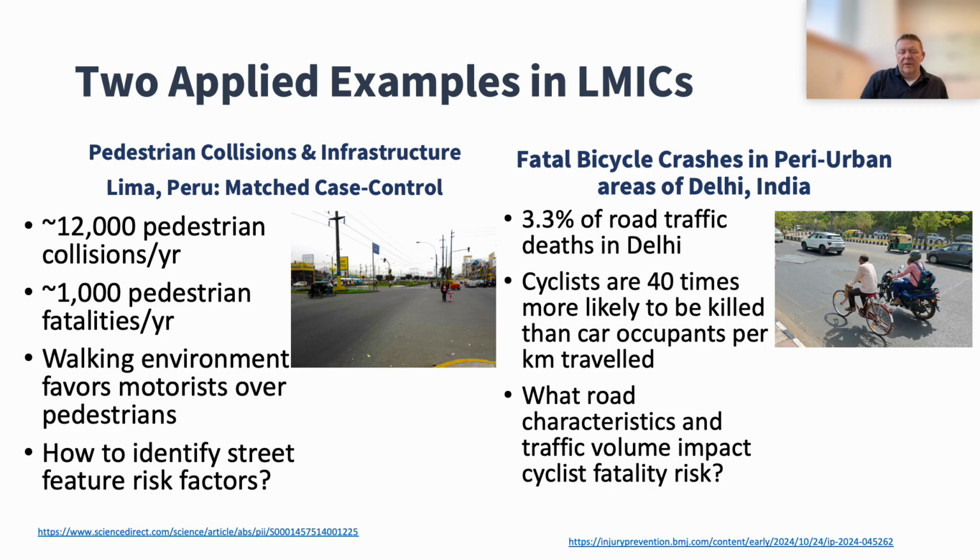So the two applied examples that we'll go through most of the presentation on are one based in Lima, Peru, and another in Delhi, India. The Peruvian study focuses on pedestrian collisions and the risk of collisions based on road infrastructure. In Lima, at the time of the study, there were close to 12,000 pedestrian collisions per year, and about 1,000 of those were fatal. The walking environment there was very complicated and mostly favored motorists over pedestrians.